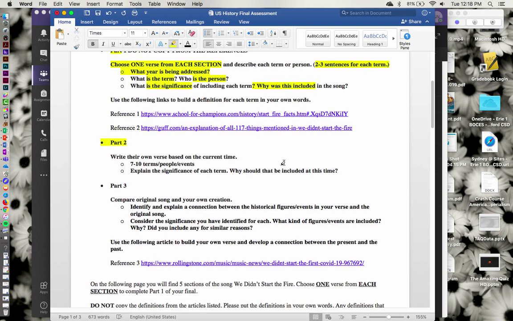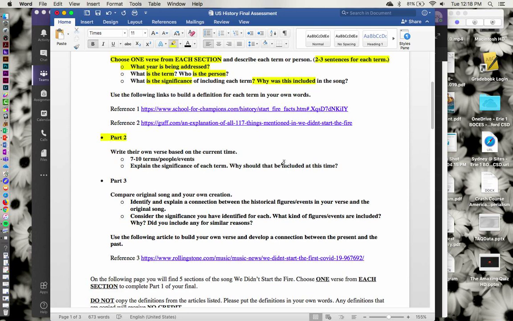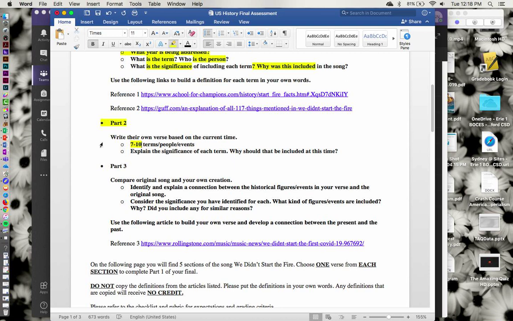Part 2, you are going to write your own verse based on the current time period that we are in. In your verse, you are going to have 7 to 10 terms, peoples, events, just like the song did. And for each of those 7 to 10 terms, people, or events, you are going to explain the significance. You're answering the question, why did you include that term in your verse? Now you might be thinking, oh my goodness, I don't even know what to come up with. I don't know how to do this.